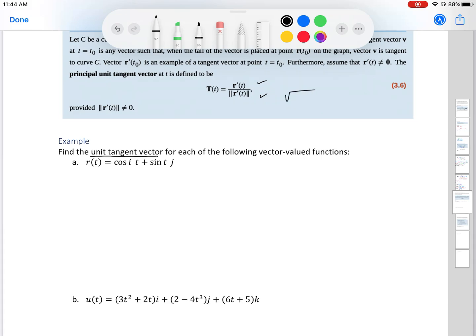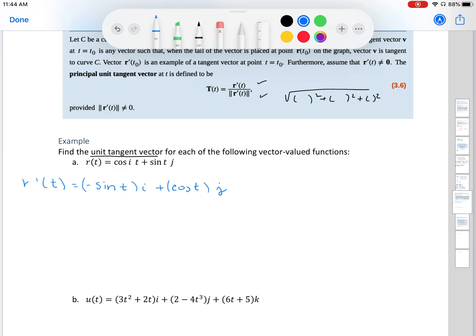Remember, the magnitude is just the square root of each value squared, right? So you can do that. You just need to start off with the derivative. So for a, I need to find r prime of t. R prime of t, well, derivative of cosine is negative sine. So I have negative sine t i, plus derivative of sine is cosine, cosine of t j.